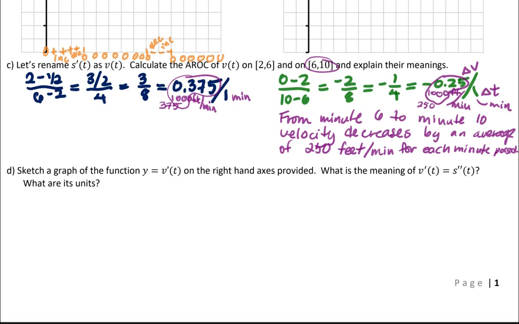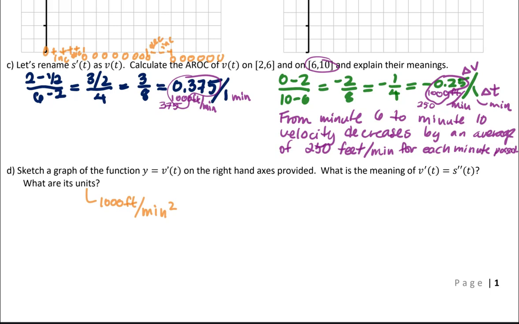Okay, last little bit here. What is the meaning of this v prime or s double prime function, and what are its units? So this is what the average rate of change we just did should help us with. Average rate of change gives us an estimate of instantaneous rate of change, which is derivative. So the units should match up. The units should be thousands of feet per minute, or per minute squared, whatever you like. Again, it's shorter to write per minute squared, but when you're interpreting, I think it's good to think about it as per minute.